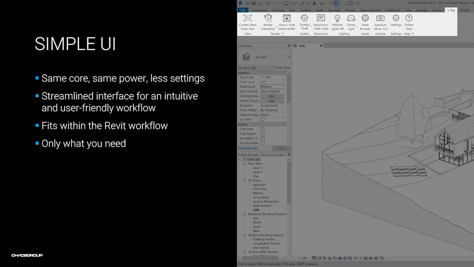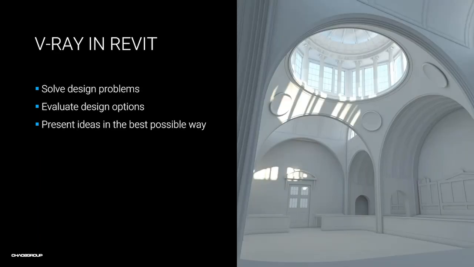Most of the 3ds Max settings you saw on the previous slide were optimized and hidden from the interface for easy and smooth interaction. The render quality, however, remains the same as in 3ds Max because under the hood, the V-Ray render engine is the same. For me as an architect, the greatest advantage of having V-Ray and Revit is that its tools can be utilized at any stage of a design process and can help in solving design problems, evaluating design options, or presenting design ideas in the best possible way.